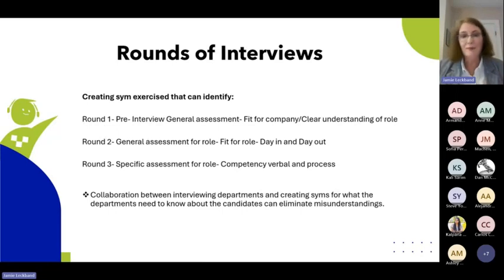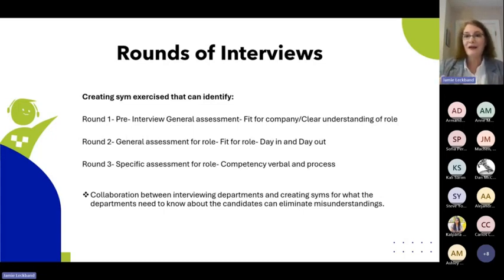So this is where we go in: how does SymTrain help? How does sim assessment really help in hiring candidates? Rounds of interviews, so creating sim exercises that really allow you to identify. So imagine in a round one where you would traditionally have them tell you about what they know about the company. And then we fill them in on everything that they might want to know about the company, and a little bit about the role that they'll be doing and how we explain how to do it.